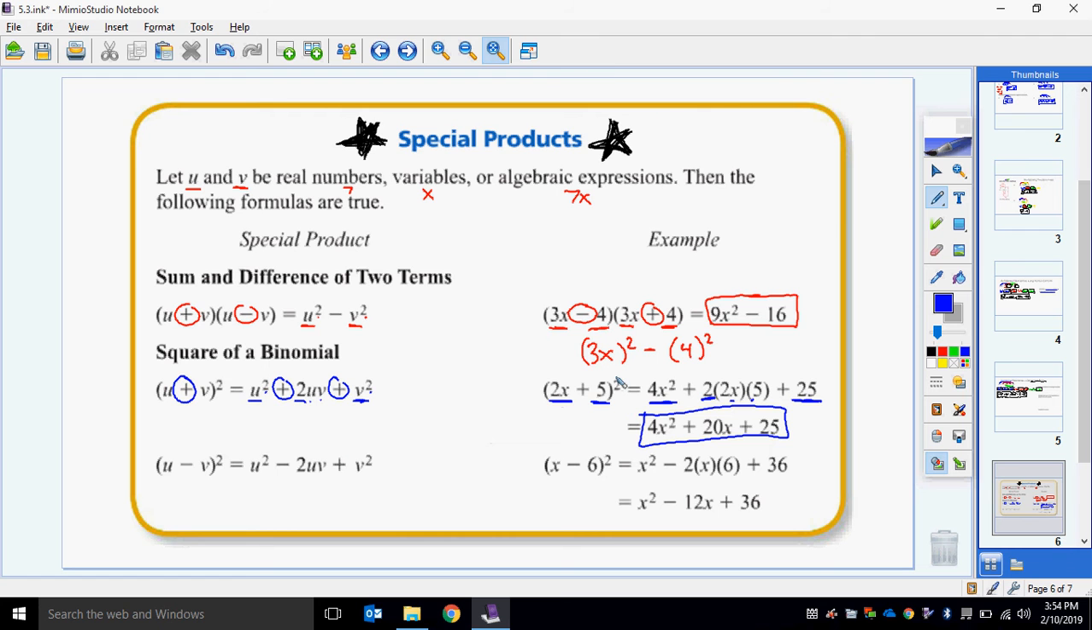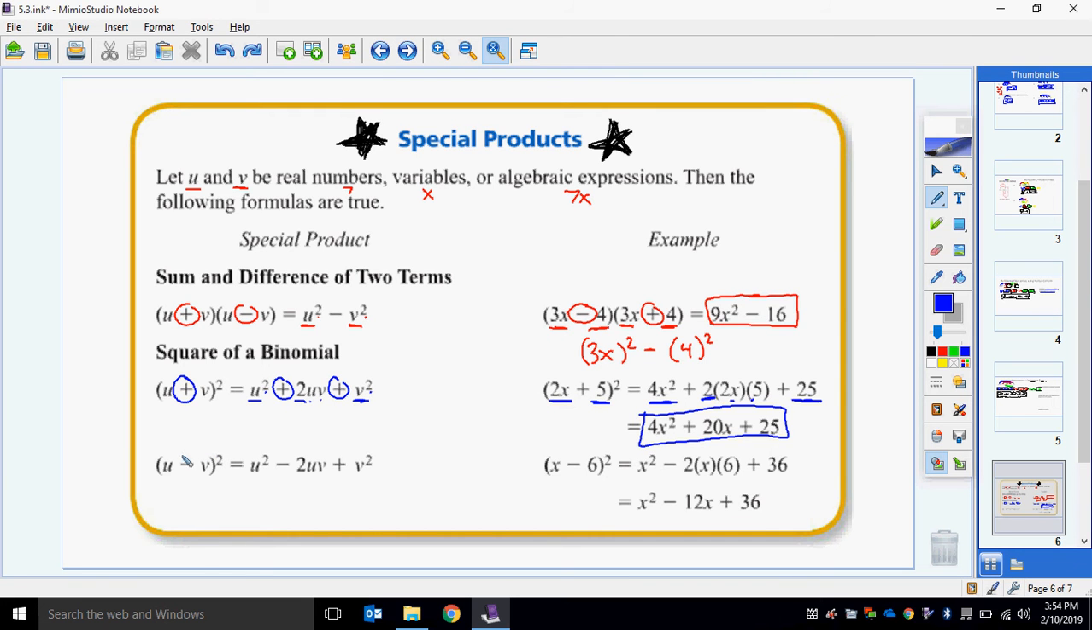Remember, this does not mean distribute the 2 to both of them. It's not what squared means. It means take this 2x plus 5 times itself. Now you may think that you can distribute that 2, but that's only if there's not a polynomial in here, if there's not a binomial in here, if it's just one term.